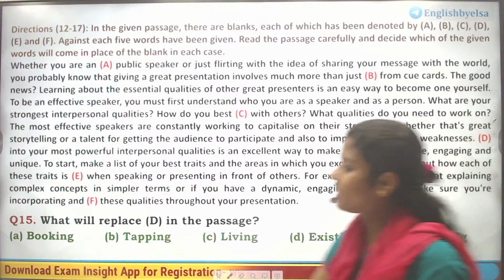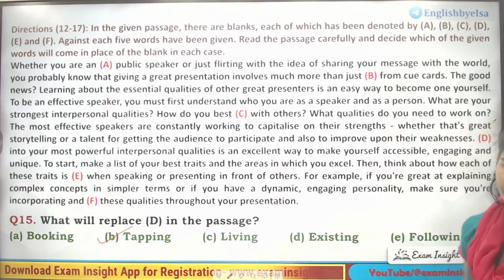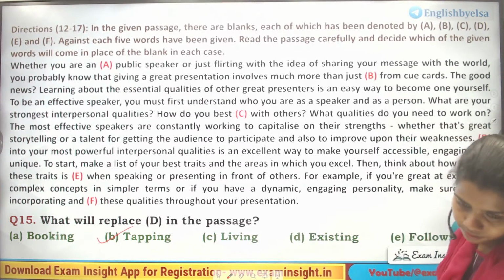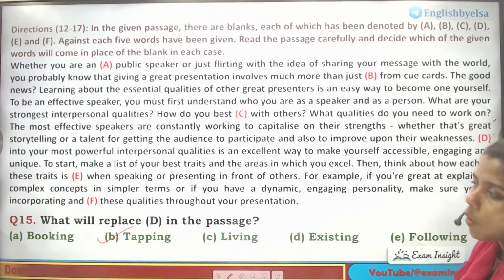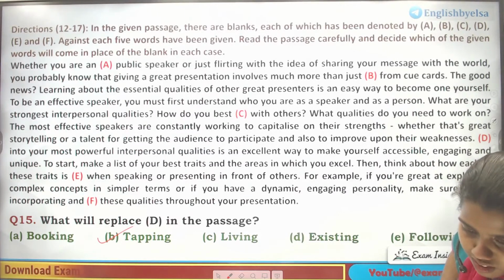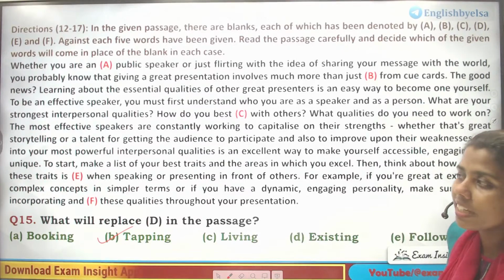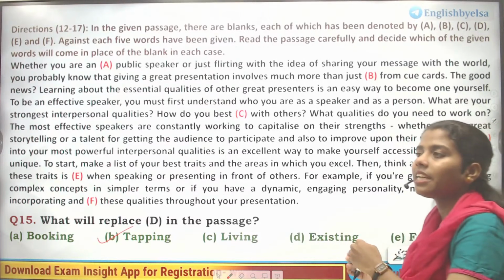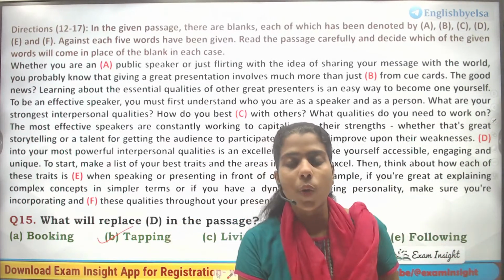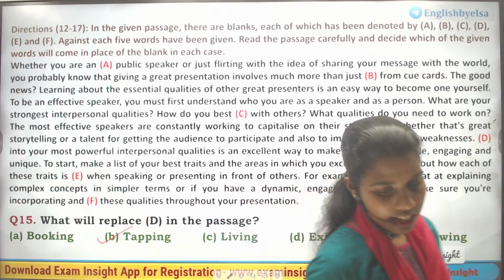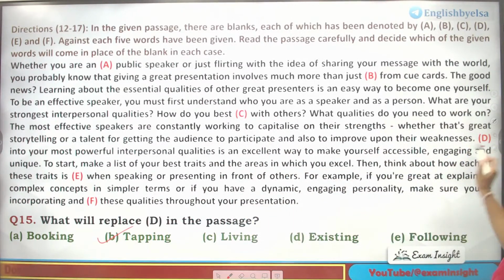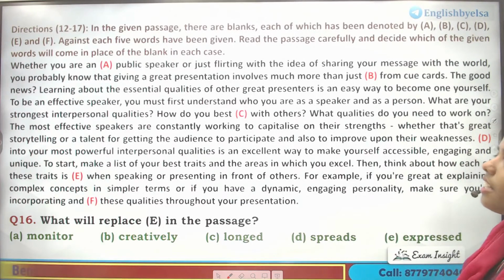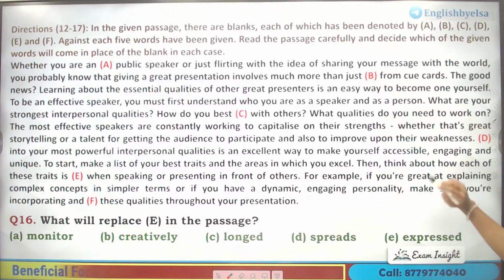For question 15, the right answer is tapping. Tapping into. Those who are answering following: following cannot be followed by into. When we follow someone, we say I'm following directly. I cannot say I'm following into that room. That will be incorrect. Fit the word in this blank and try to read that sentence once. You will find it automatically incorrect. Let's move ahead. We're done till here.